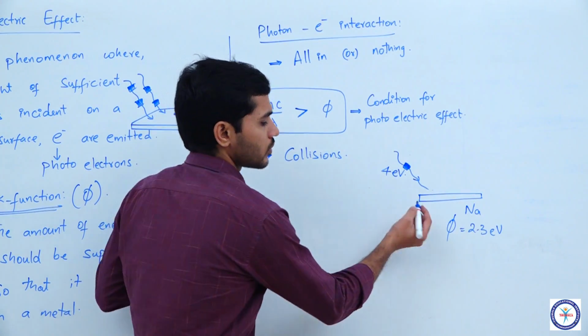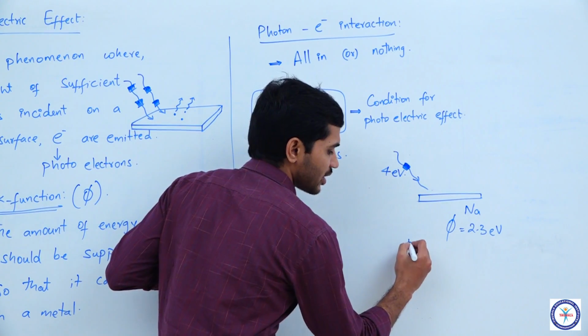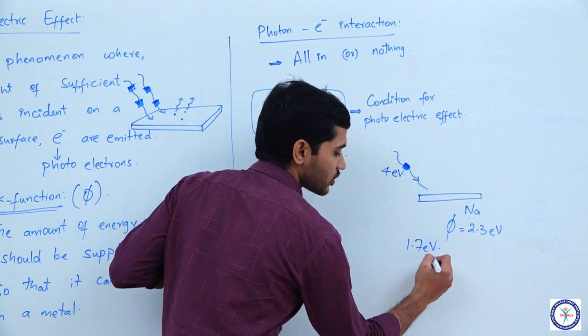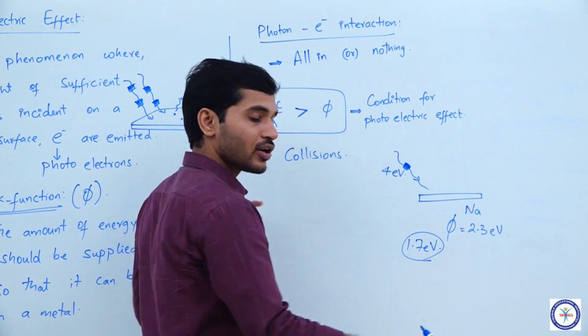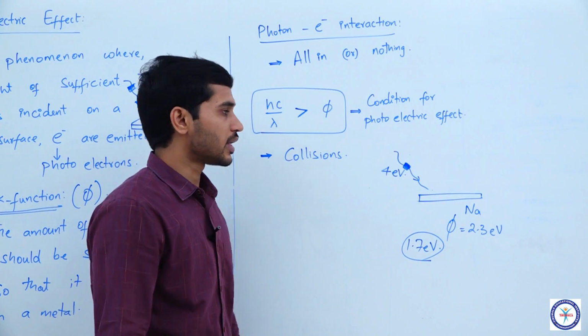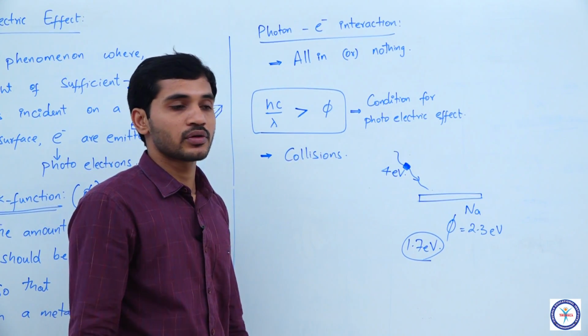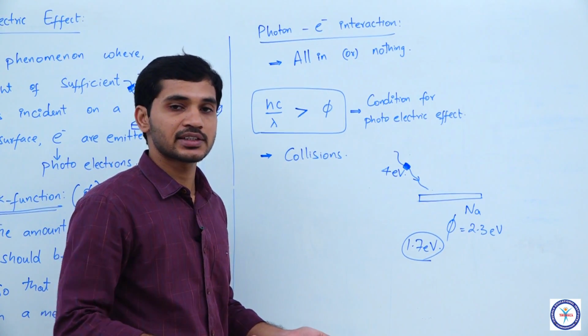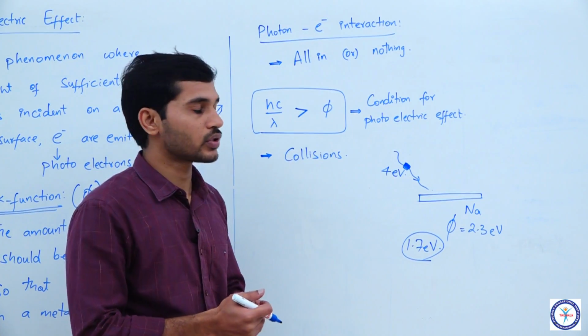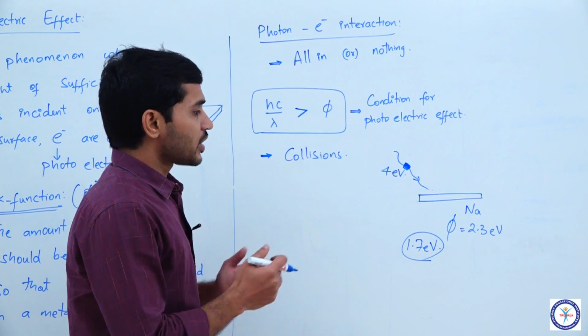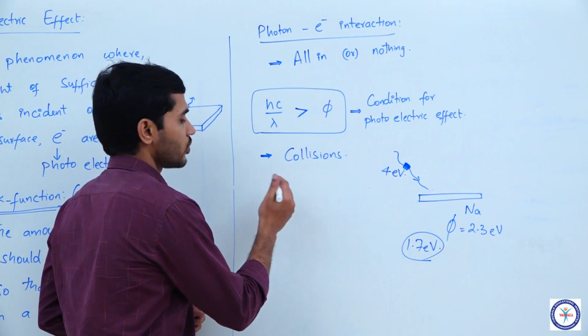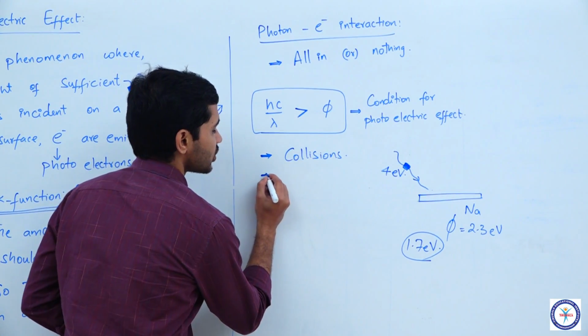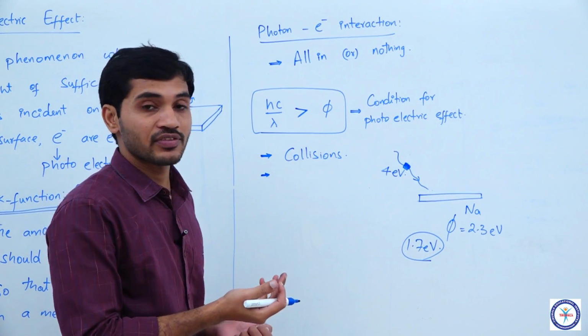So, like we have seen here, if that remaining 1.7 electron volts of energy is completely lost during the collisions, then the electron will not come out. It has lost all its energy inside itself and it is not coming out. Now, based on this idea, there is also one more way in which the photoelectric effect may not happen.